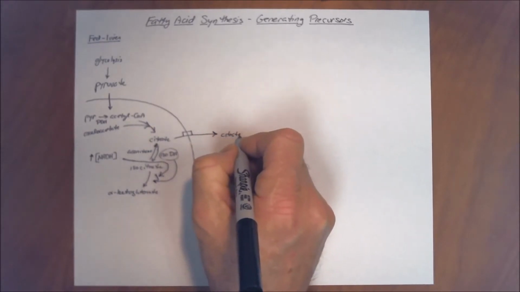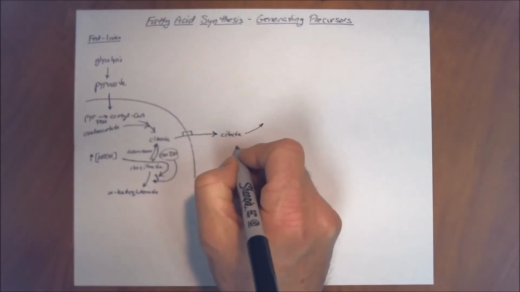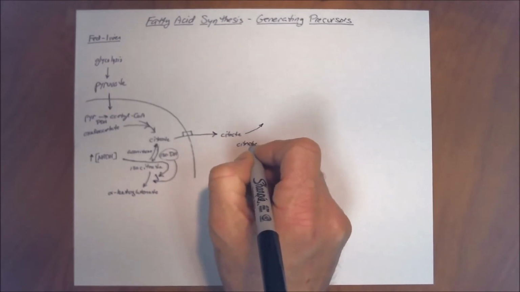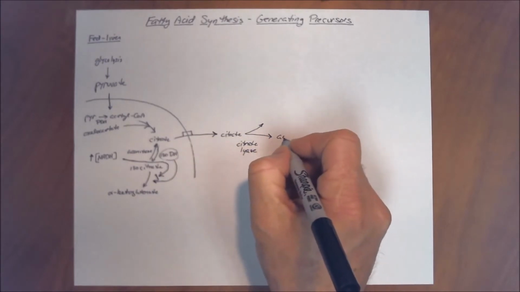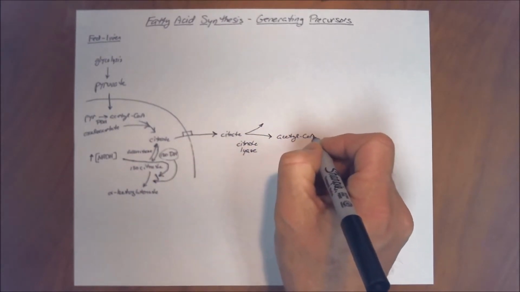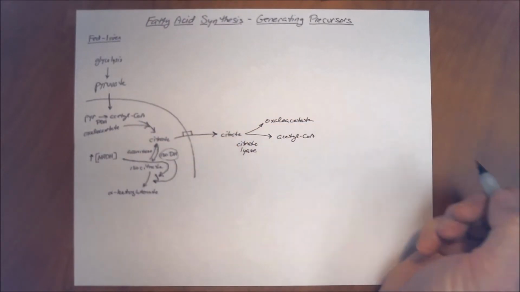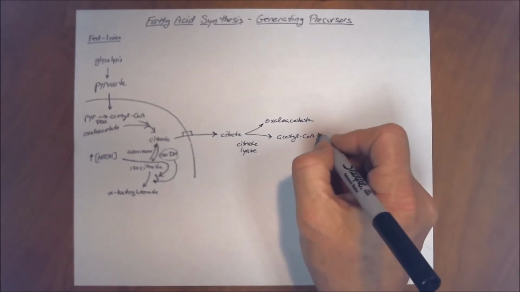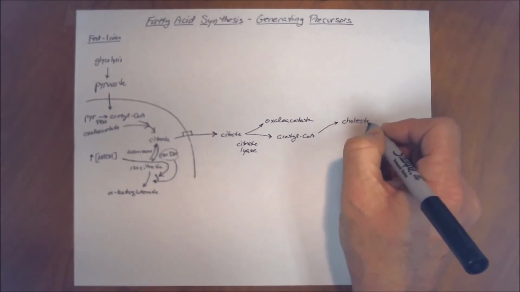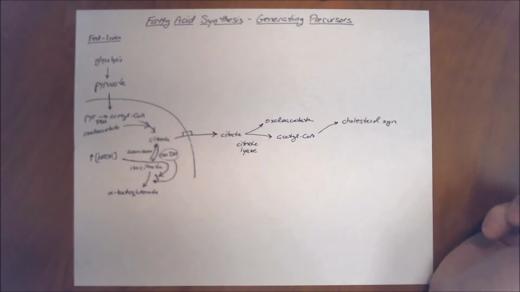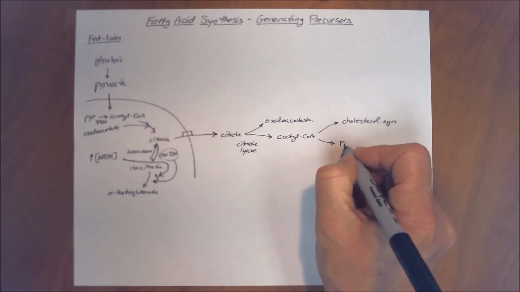Once the citrate is in the cytoplasm, we now are able to use our enzyme citrate lyase to break the citrate into acetyl-CoA and oxaloacetate. Now at this point, the acetyl-CoA has two directions. Recall from our last video, we can use this for cholesterol synthesis, or we can use this for fatty acid synthesis.